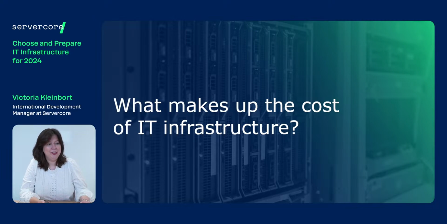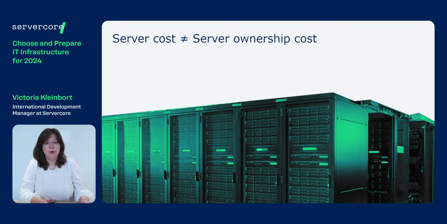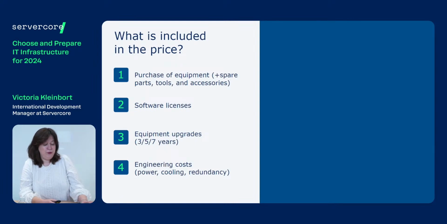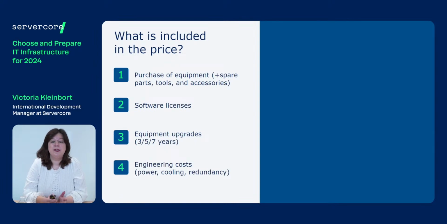So for those who already own their server equipment, you probably know that server cost is not the only cost of hardware. It consists of many different things, and we will see what is included in it now. First of all, this is the equipment itself, plus spare parts, different tools and accessories that you need. First thing you pay is, of course, for hardware. Plus, you need to budget future updates.